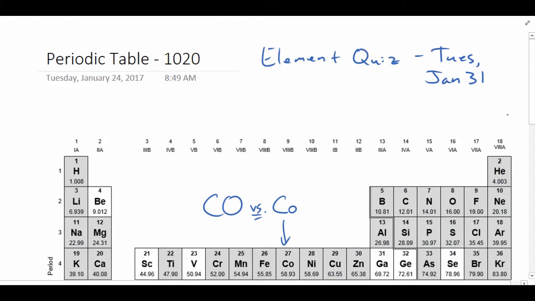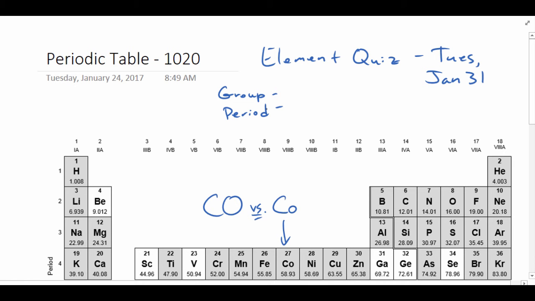Now, some other things that you should know about the periodic table itself. This will not show up on the quiz, but things that we will need to know because we'll be talking about these throughout the semester. The terms group and period. And so what we're looking at here is going to be independent of the quiz. It will show up on our first exam.